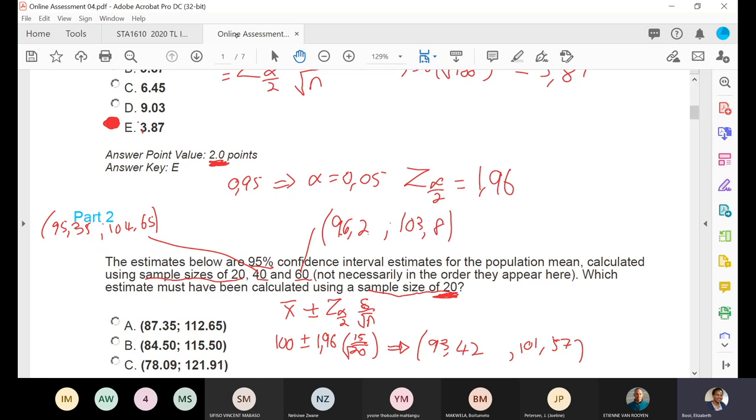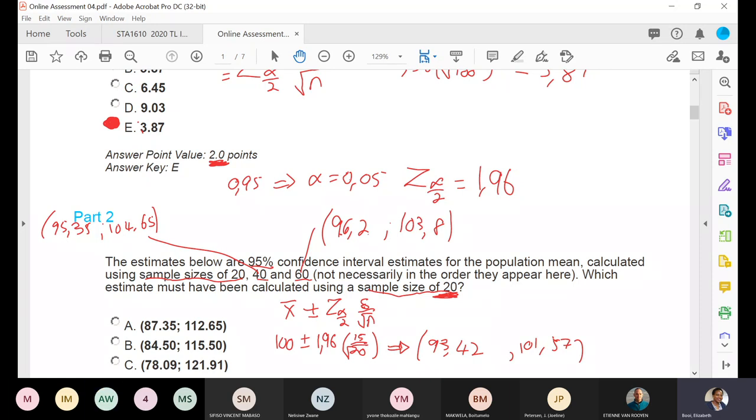Okay, so if we have multiple values here, I'm not sure. I'm assuming that they're asking you to check whether, if you have a sample size of 20, 40, or 60, your confidence interval is going to be bigger or smaller, and that is why I did it this way as well. So when it is 20, it is 93 and 101. When it is 40, it is 95 and 104, which is bigger, and then when it is 60, it is 96 and 103.